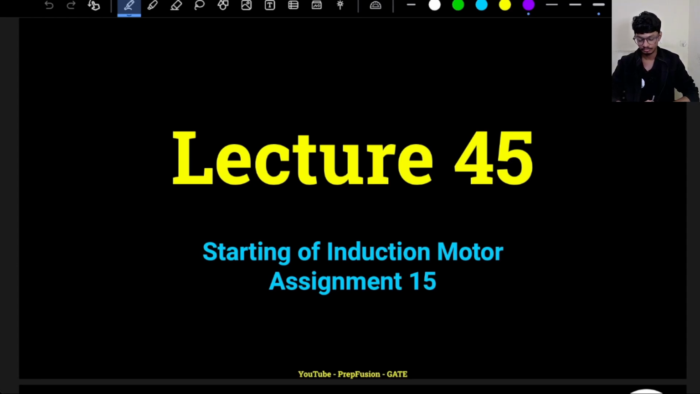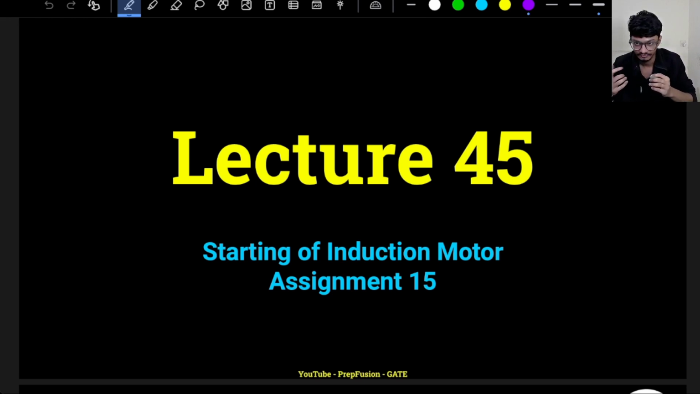I'm Anish and today we will start with lecture 45 of our machines subject, that is the starting of induction motor. So we have discussed the dynamic parameters, like what happens when the motor is rotating if I suddenly reduce or suddenly increase the torque, and also we have discussed testing of induction motors.